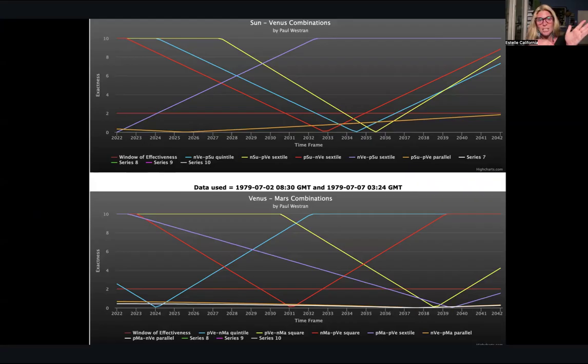You have many, many graphics in these pages, so I just picked two to show you. This is the Sun-Venus combination. You can see here we have the orbs. And you can see that when we met in 2022, we had a very tight aspect connecting us, which was, you look at purple, natal Venus progression sextile. No wonder. And now it's separating.